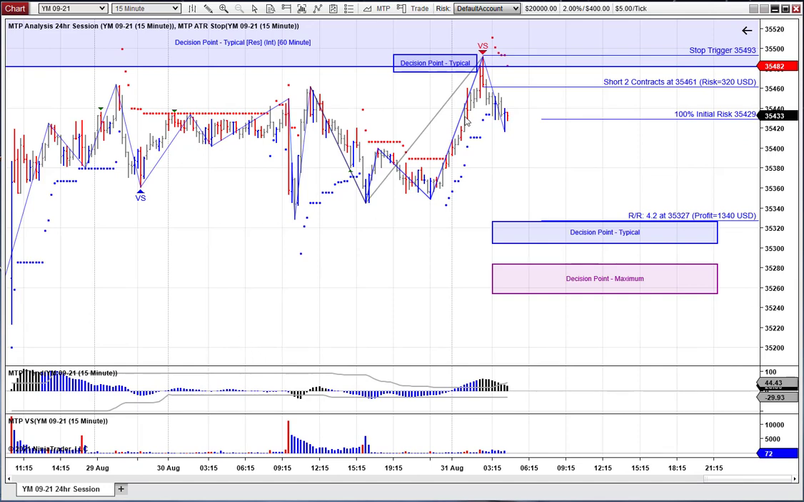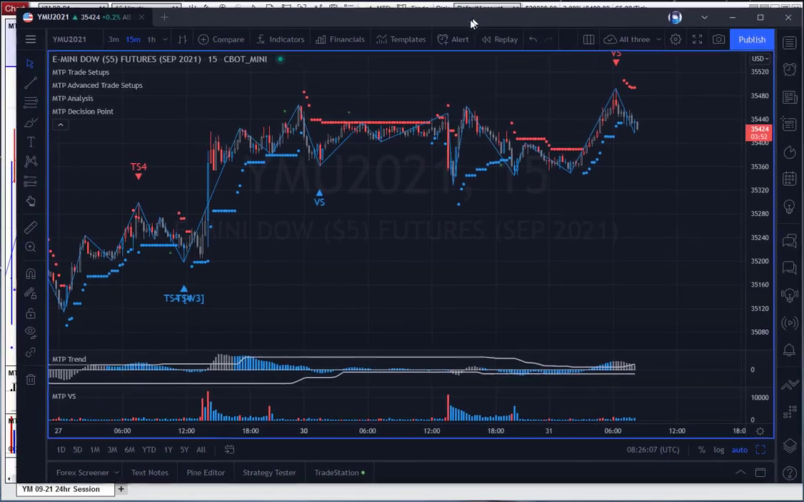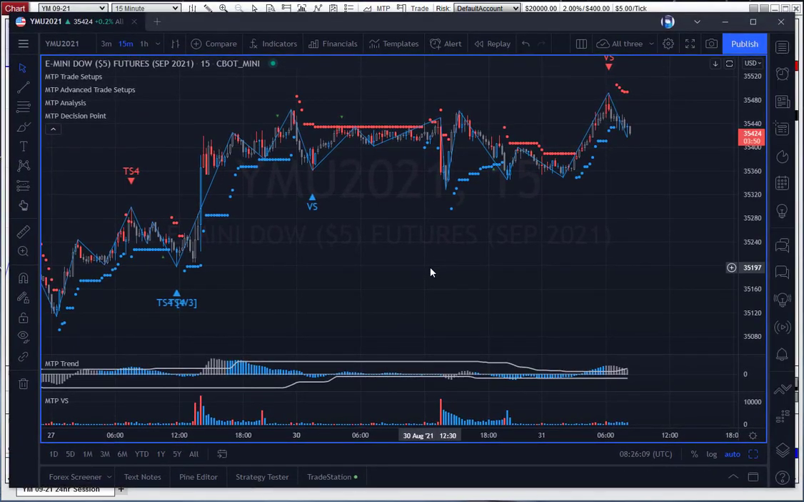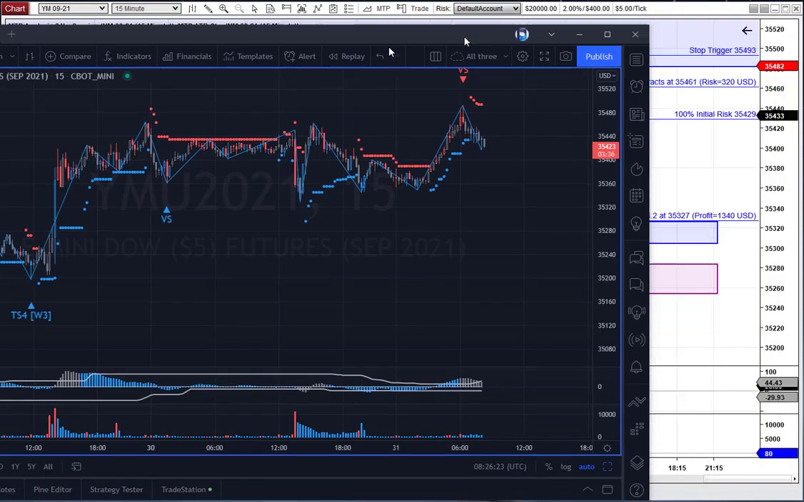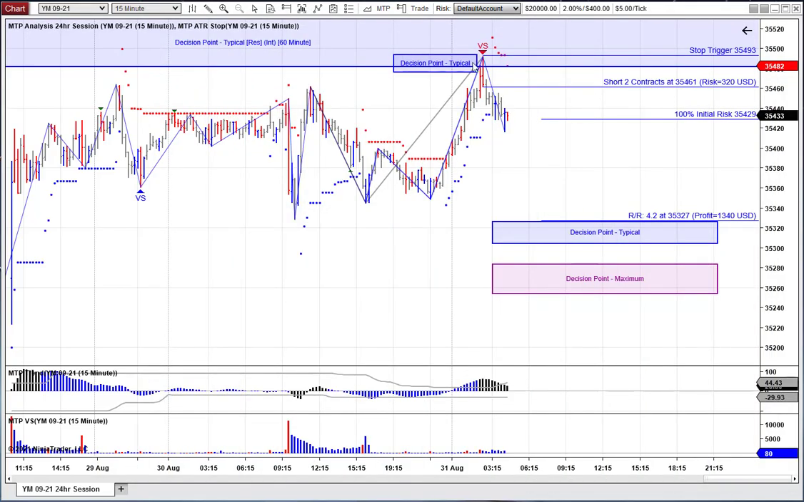Again, this is our add-ons for NinjaTrader 8. We have exactly the same trade setups in our standalone version and also in our TradingView scripts. As you can see, there's our W3 or Wave 3 trade setup. If I just hide that one, you can see there it is. Exactly the same as we had in our NinjaTrader add-ons. And there's our VS sell coming in there as well. So whether you're using TradingView, or our standalone version or our NinjaTrader 8 add-ons, we have the same trade setups and analysis in all three of them.